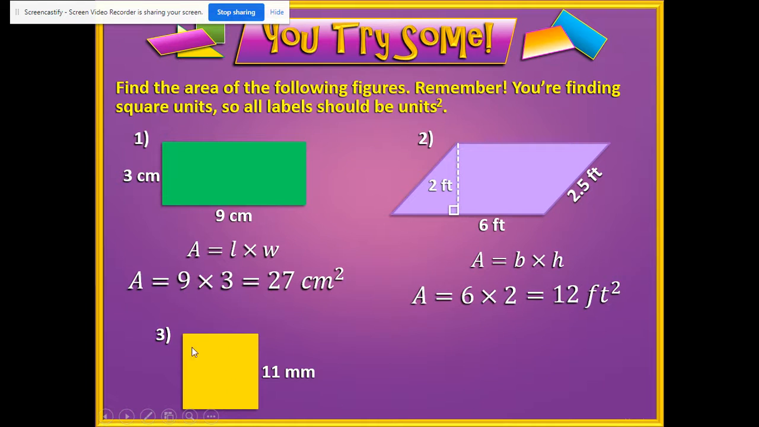The last one, we know it's a square. For sure it's a square because it has 11 here and nowhere else. So that kind of represents to me that all sides are the same length. So we take 11 times 11, and you get 121 millimeters, since the unit is millimeters squared. That's how you would label it.